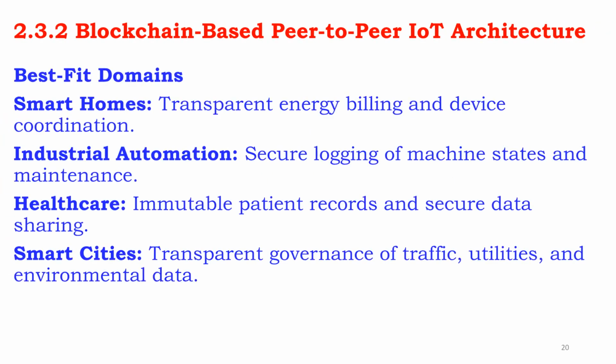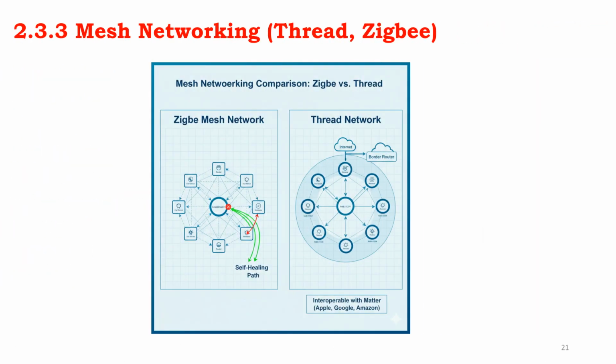This architecture is ideal for domains requiring high trust and transparency, such as energy billing in smart homes, secure maintenance logs in industrial automation, immutable patient records in healthcare, and transparent governance in smart cities. Mesh networking, exemplified by Thread and Zigbee, is the physical realization of P2P. Devices relay data through each other, instead of relying on a central router. This provides resilience, scalability, and extended coverage, making it crucial for connecting large numbers of devices.